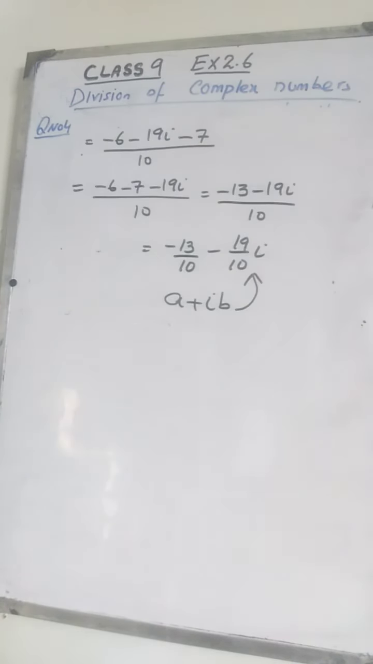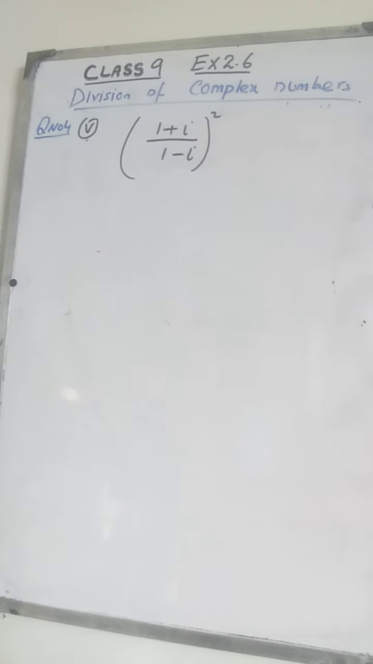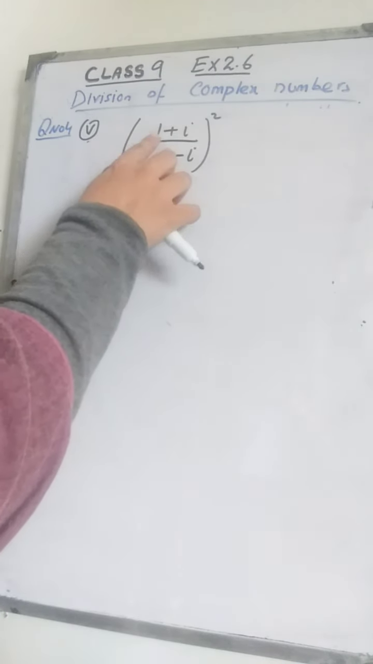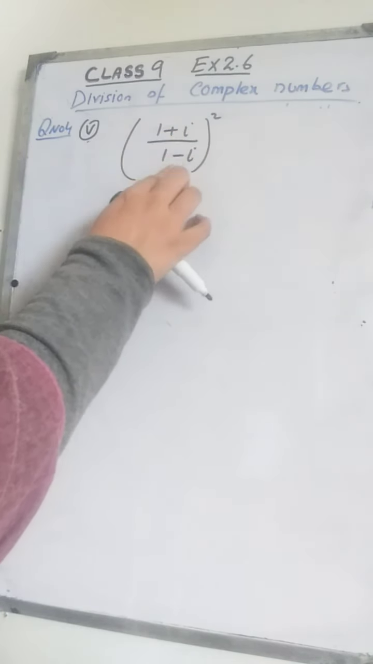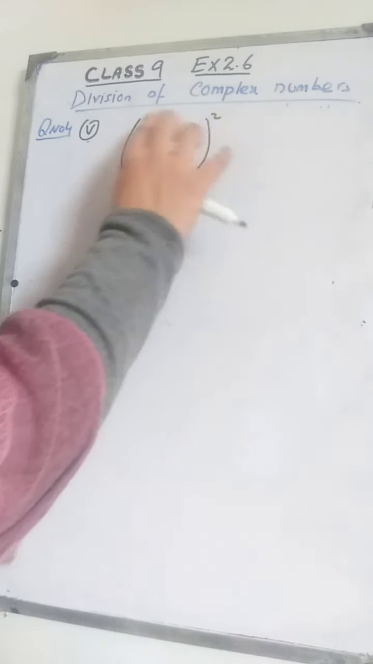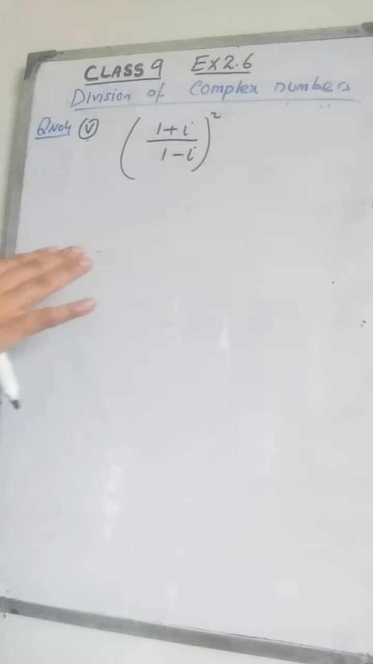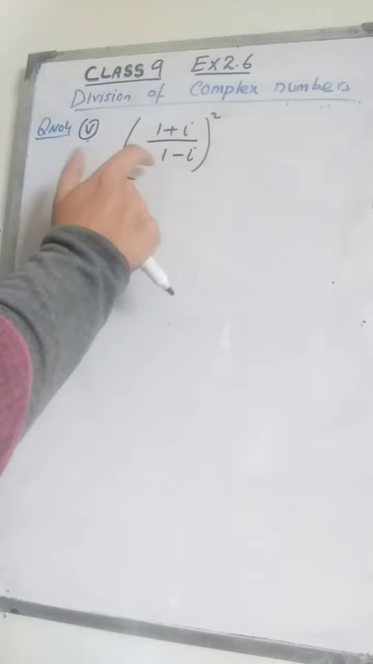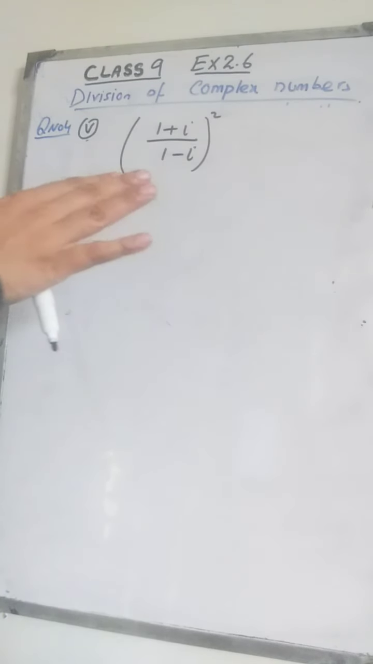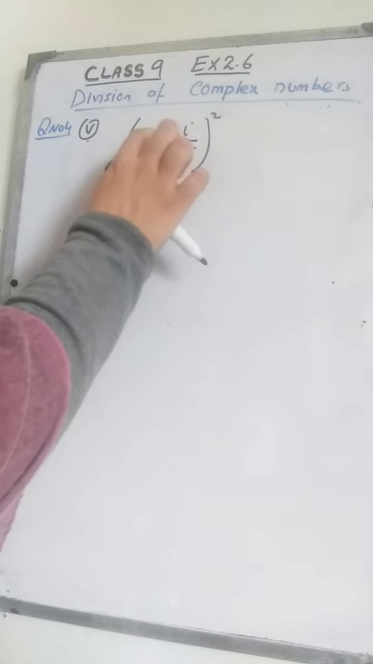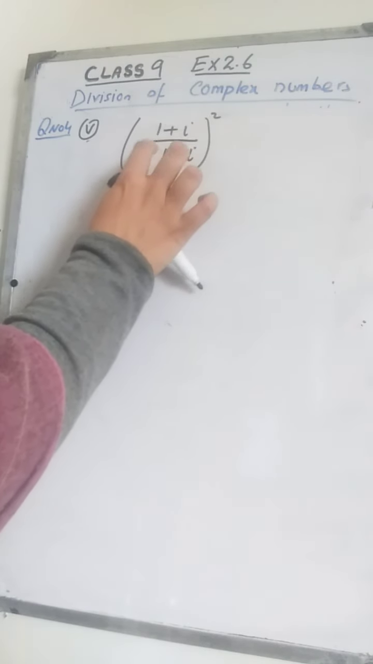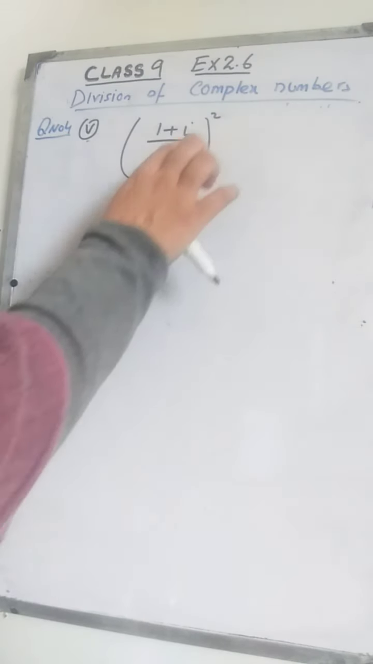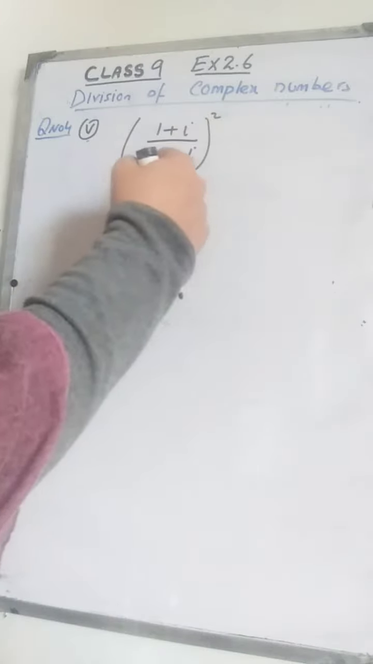Now doing the next part of this question. The fifth part is that we have to simplify this. Inside the bracket we have 1 plus iota over 1 minus iota, and then we have to take the square of it. There are two ways to do this. First, simplify the expression inside the bracket and then take the square, which is simpler and more convenient. Or you can take the square first of the numerator and denominator separately, open the square and then simplify. But it's better to simplify within the brackets first and then apply the square.